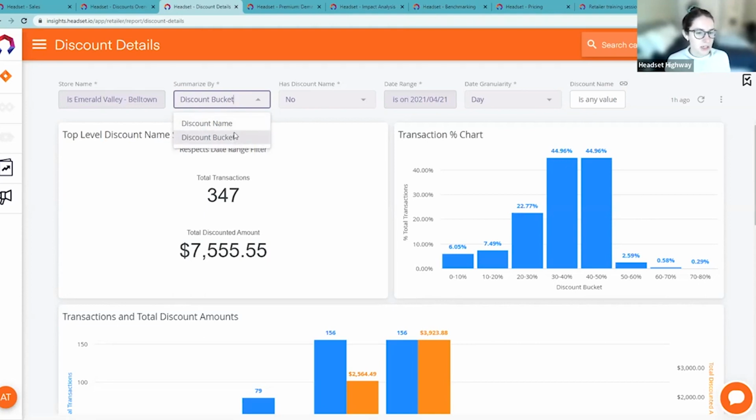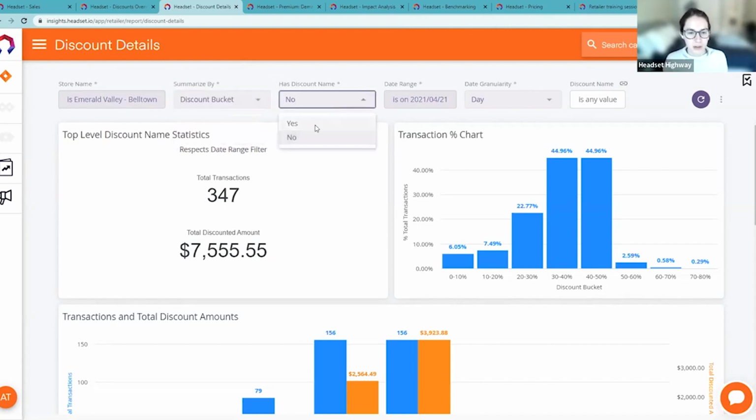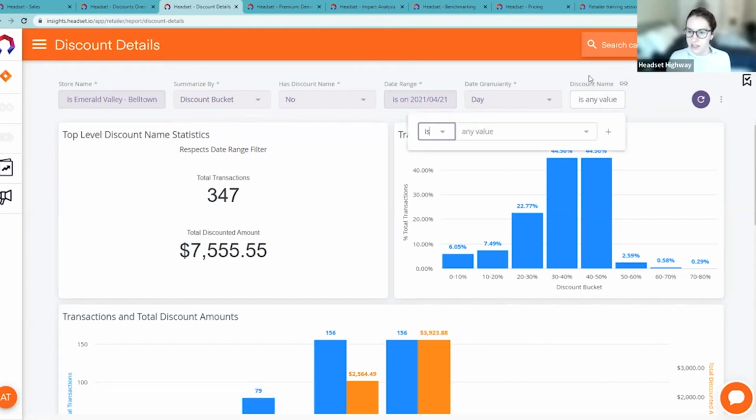For today, we're just going to look at discount bucket because I know not every one of our customers is using that discount name effectively. So sometimes it can be harder to analyze. So we're going to be using discount bucket. If you are using the discount name or want to do that in the future, you can select discount name and then make sure that you use this yes option for has discount name, because otherwise you're not going to be able to find any of your discount names in this dropdown.